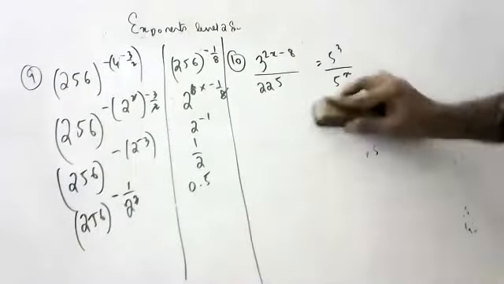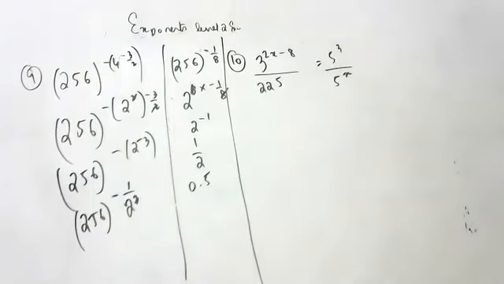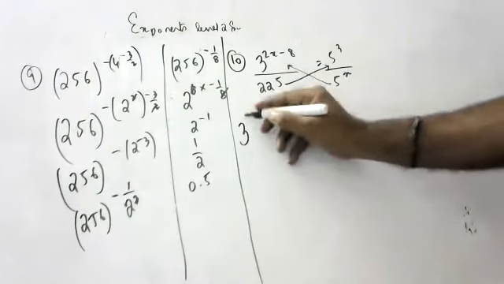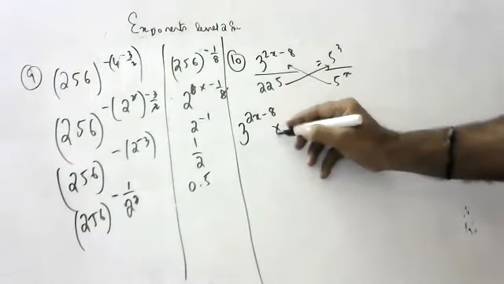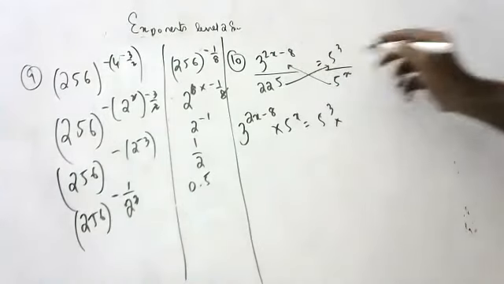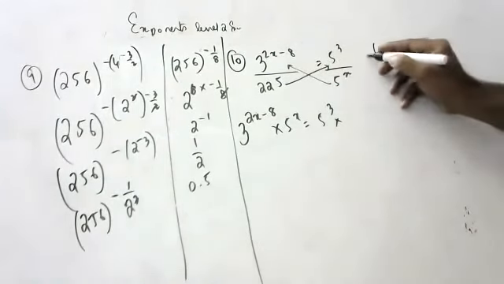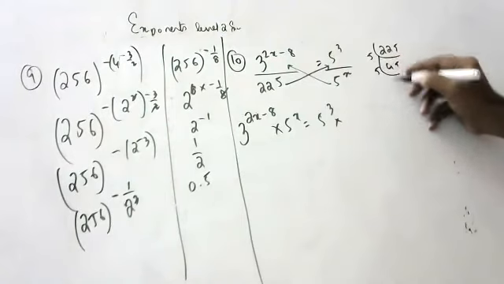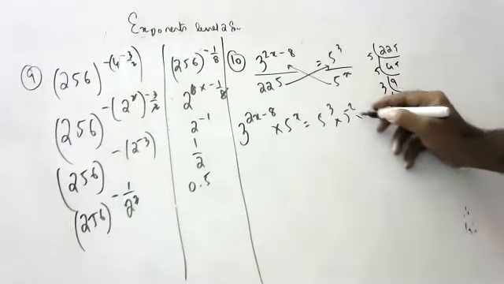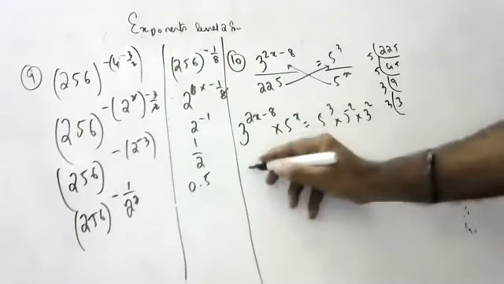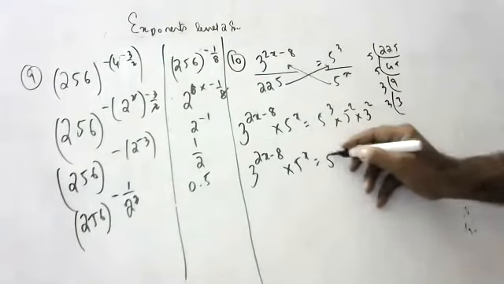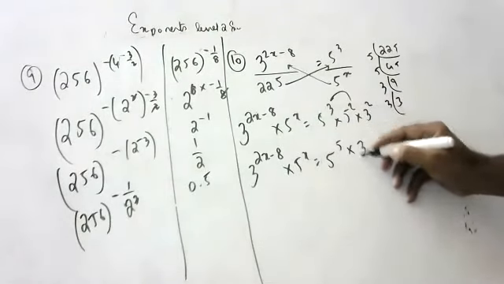Children, all x's onto one side, all normal numbers on one side. This you bring here, children. This you take here. 3 to the power of 2x minus 8 into 5 to the power of x is equal to 5 cube. Children, 225, what did you get? No one is saying. So 5 square into 3 square. 3 to the power of 2x minus 8 into 5 to the power of x is equal to 5 to the power of 5 into 3 to the power of 2.